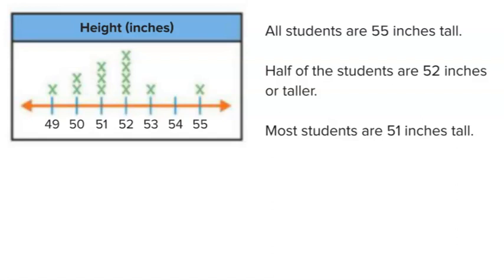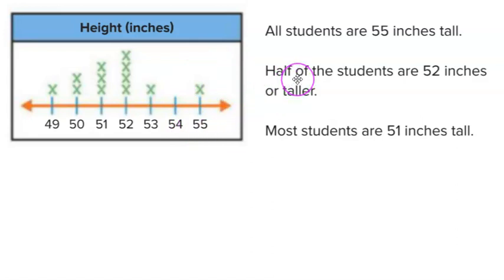So looking at this line plot, it says that this is showing height of different students. And we need to circle which one of these statements is true about this line plot. We have all students are 55 inches tall, half of the students are 52 inches or taller, or most students are 51 inches tall. Let's look with this first one. All students are 55 inches tall. Is that true? No, only one person is.